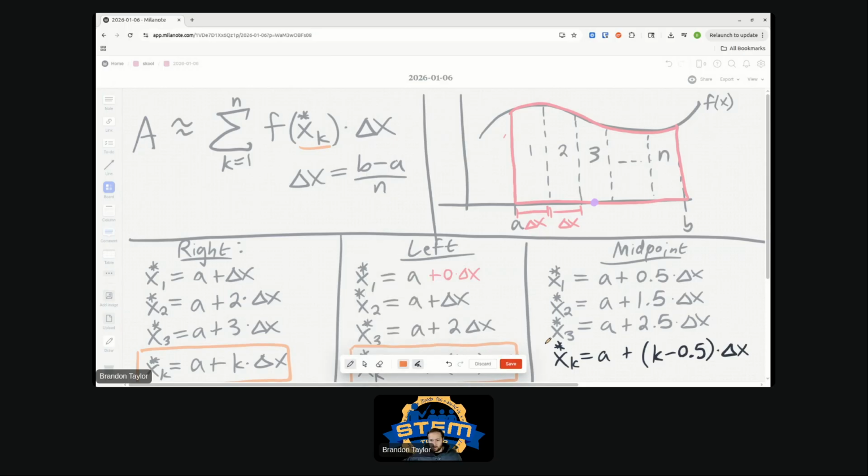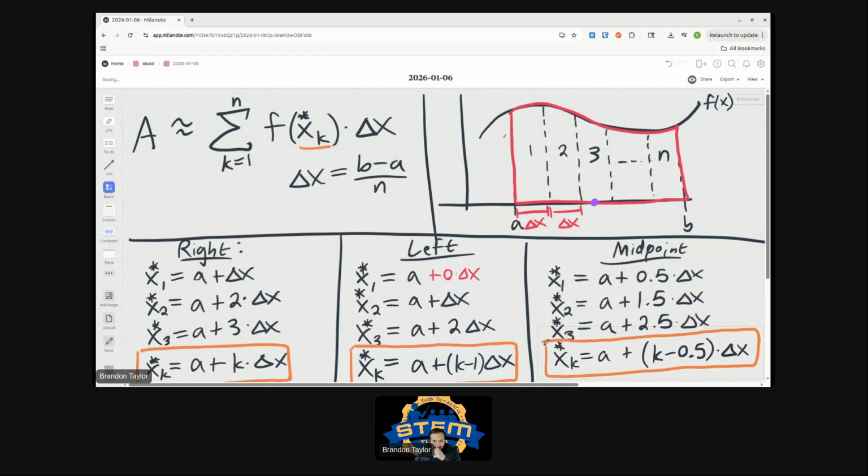So hopefully looking at it that way makes sense. And basically the idea, you can check this, right? If you plug in k equals 3, this will be a plus 2.5 delta x, just like we said it should be. That works out. And it works out with all the other ones too. So that's the basic idea.